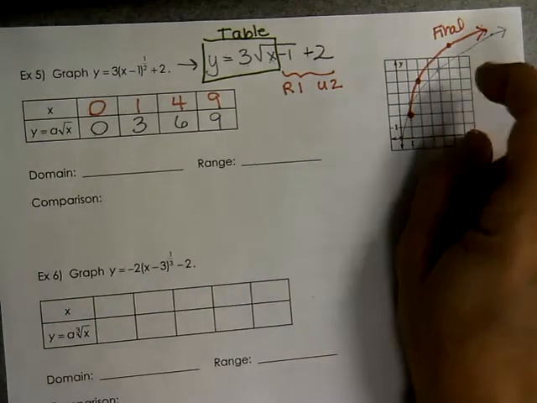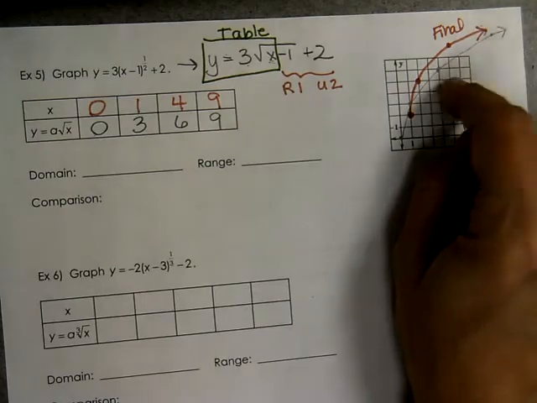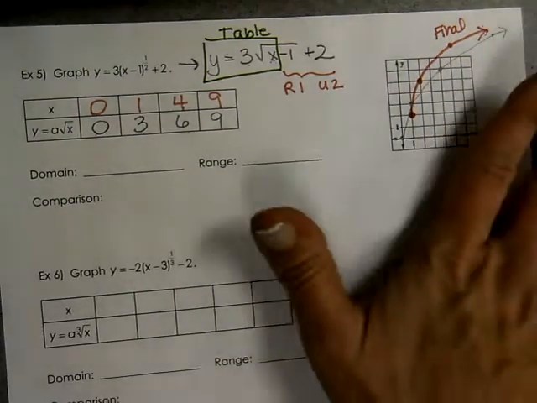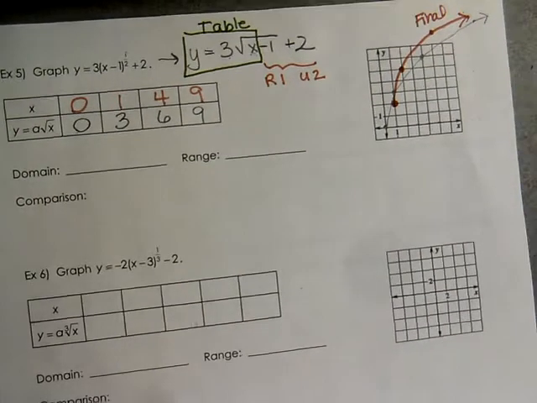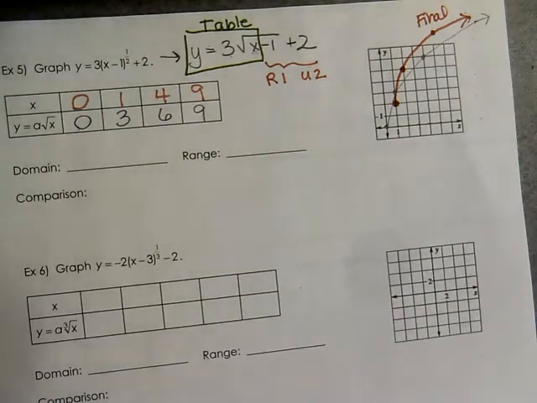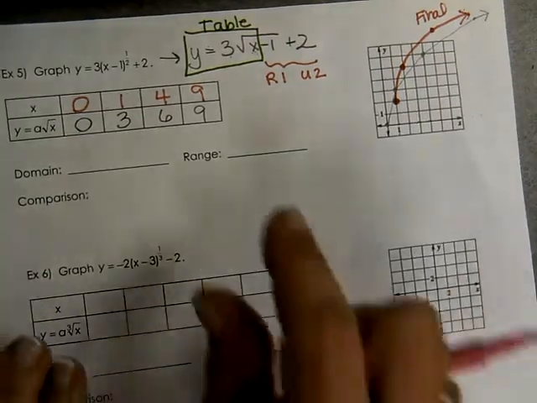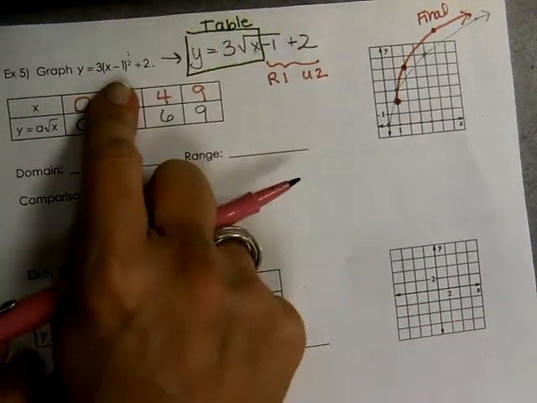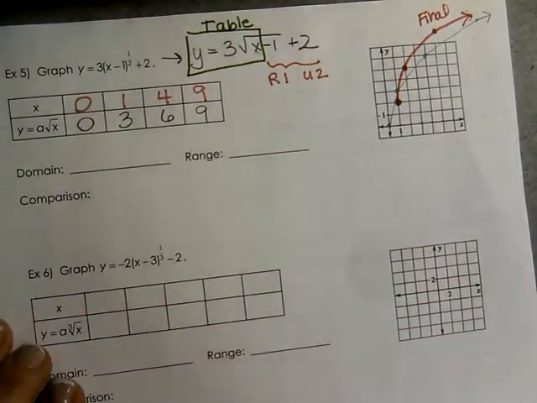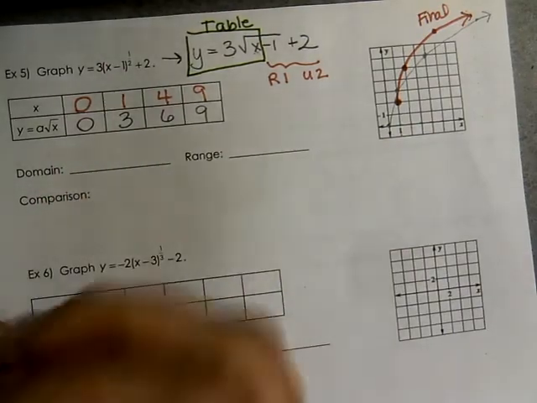My kids that don't put the original graph get it wrong more often than those that do. So please follow that suggestion. And that's the graph. So then let's think about what we could do for the domain. Is there a domain restriction? Yes. So we look at the original function, what was under the radical.